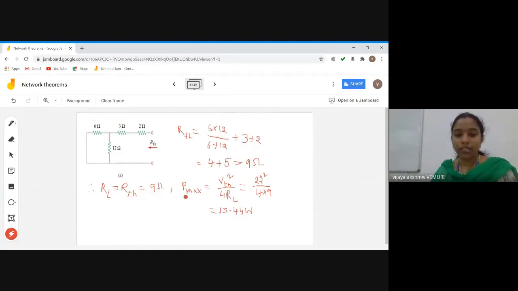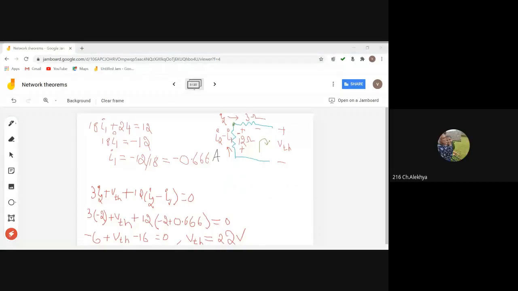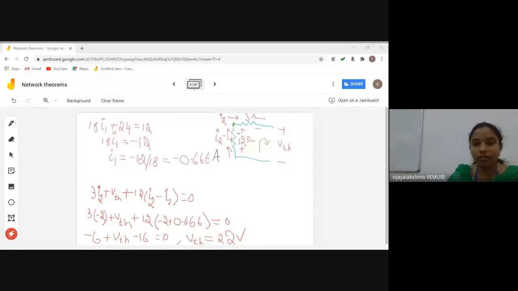And to find out maximum power value, you need to use this formula, which is VTH square by 4RL. Substitute VTH value, which is 22, divided by 4 into 9. That value is 13.44 watts. Okay, have you understood this? Finding out VTH value? Yes, ma'am. Okay, fine.